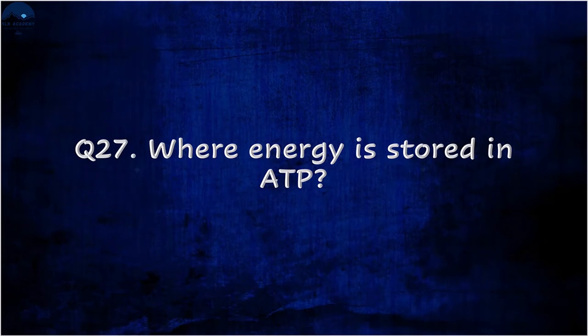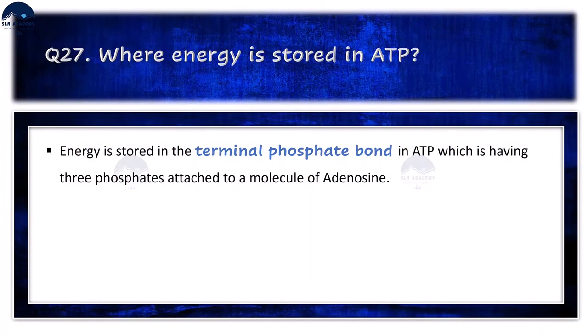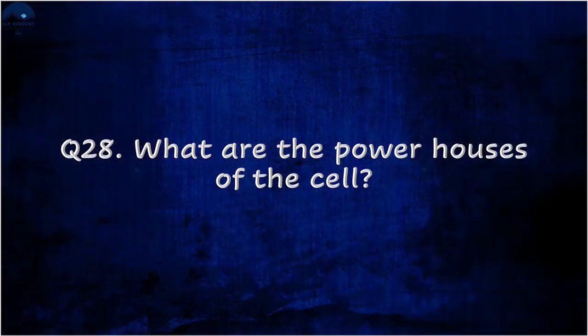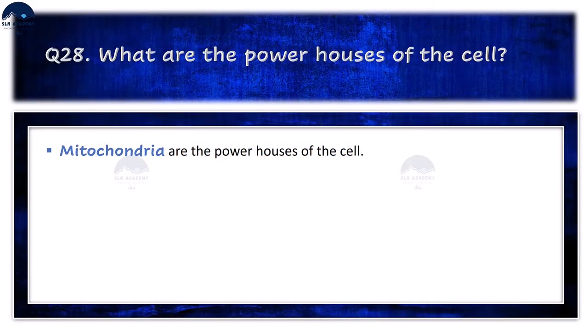Question 27. Where is energy stored in ATP? Energy is stored in the terminal phosphate bond in ATP, which has three phosphates attached to a molecule of adenosine. Question 28. What are the powerhouses of the cell? Mitochondria are the powerhouses of the cell.